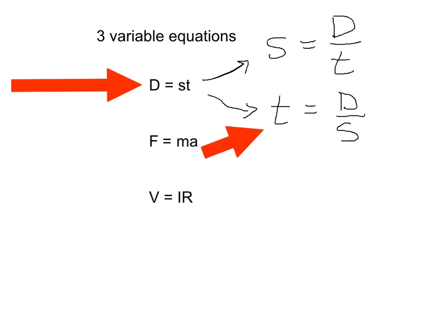Okay? You want to find the time? You need the distance and the speed. You want to find the speed? You need the distance and the time, and you'll divide them. Want to find the distance? You need the speed and the time. In this case, since they're next to each other, you multiply them together.